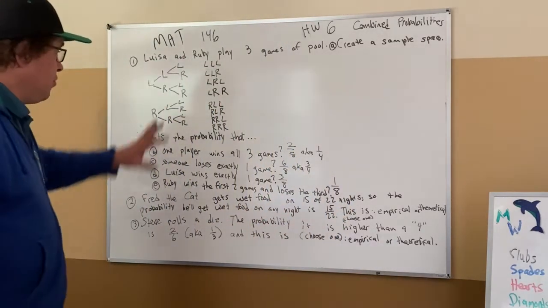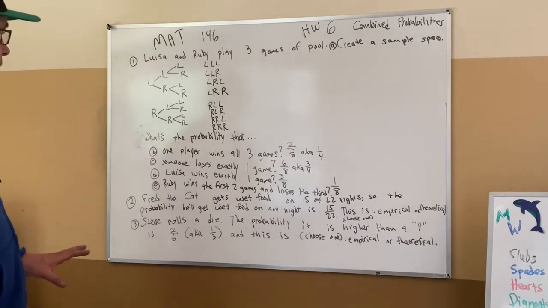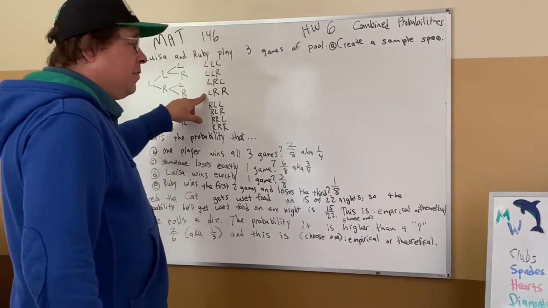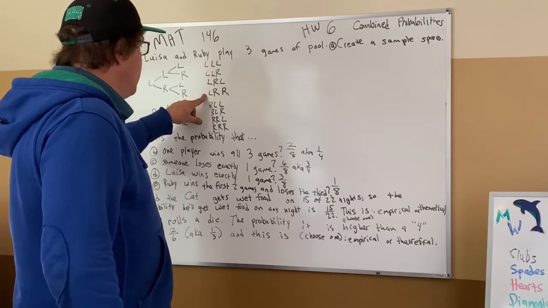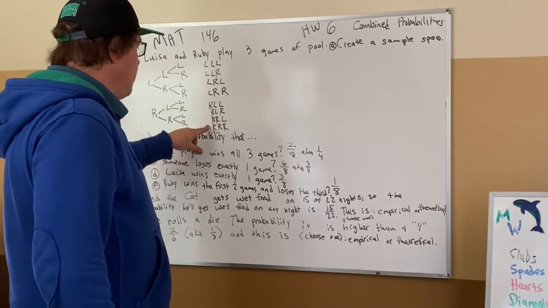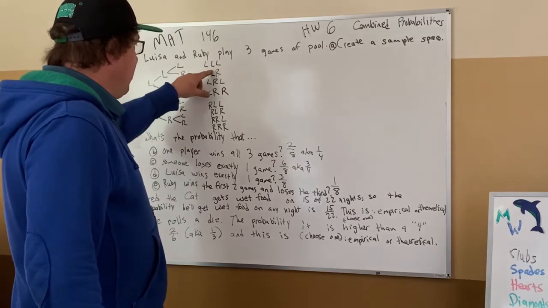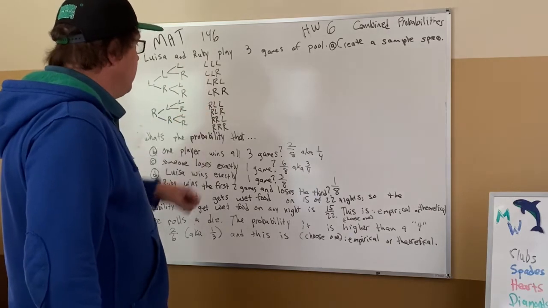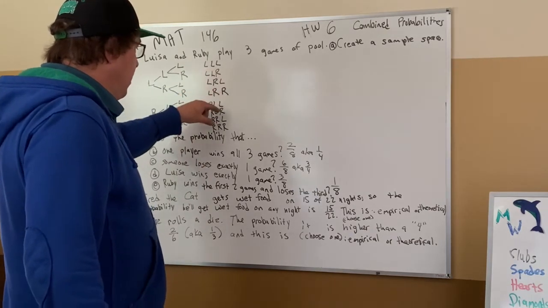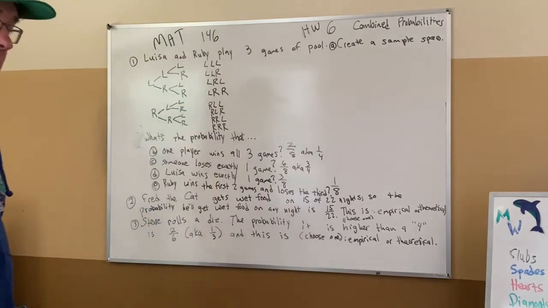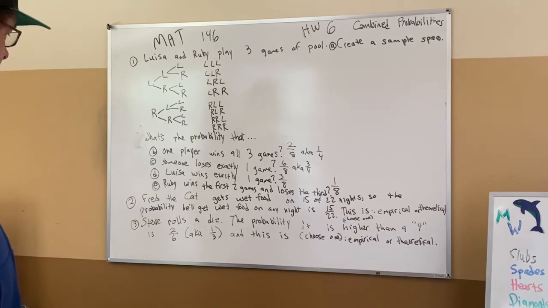But here's how we drew the sample space in an organized way, and if you look, the first 4 are won by Luisa in the first game, and the last 4 are won by Ruby in the first game. Then these go LLRR, LLRR, and then this goes LR, LR, LR, LR. And you're going to see that same kind of pattern developing when we do truth tables, when we start logic in our 3rd section of the course.